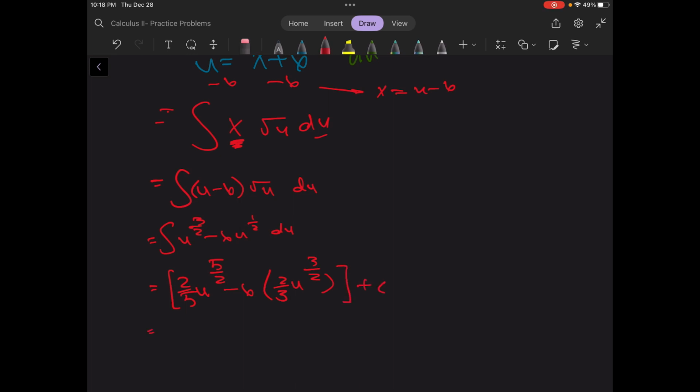We're going to simplify a bit and plug back in our function of u, which was x plus 6. So 2/5 x plus 6 to the 5/2. 6 times 2/3, that's 4. Plug back in, 3/2, and c. So we are all done with that one.